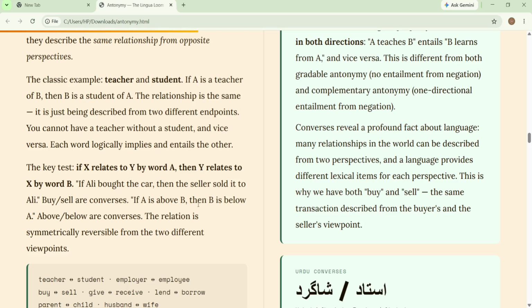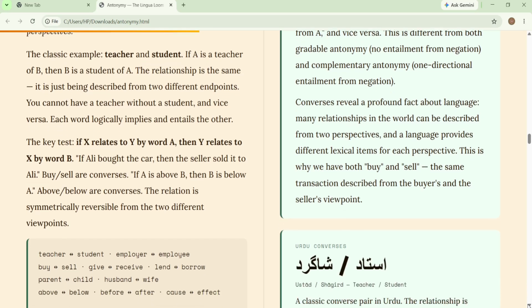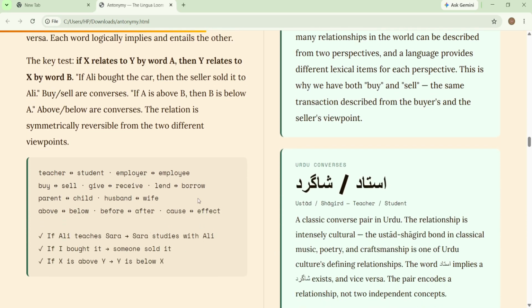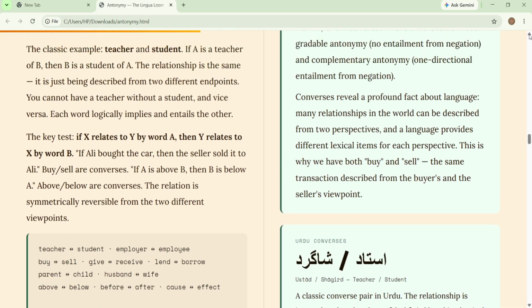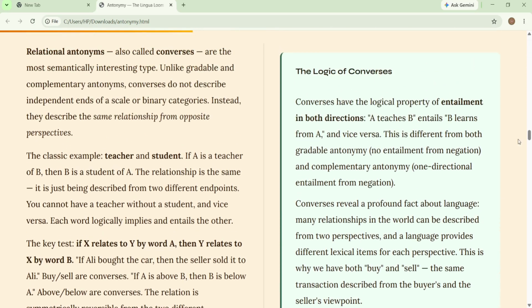Another example is employer and employee, like this one, husband and wife. These kinds of relationships are antonyms. They relate to one another. If you're buying something, someone must be selling something. If someone is giving something, the other must be receiving it. The Urdu example is the same as the English one: Ustad, Shagird, which is teacher, student.